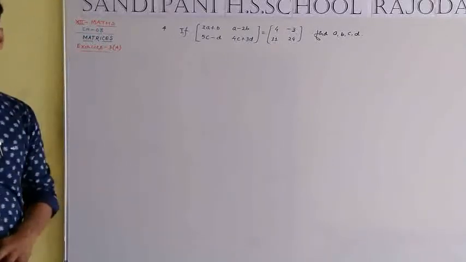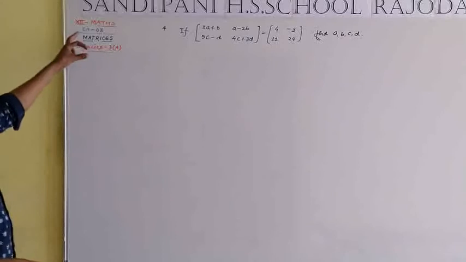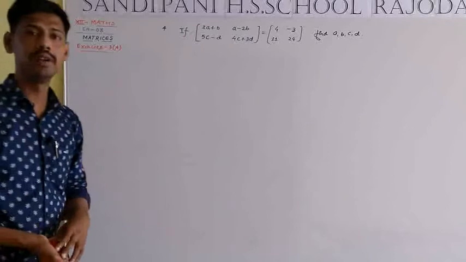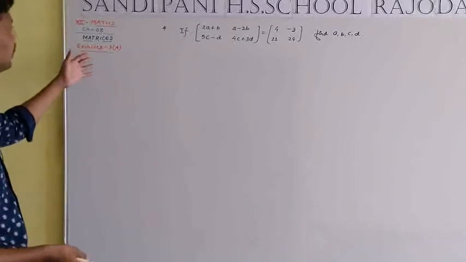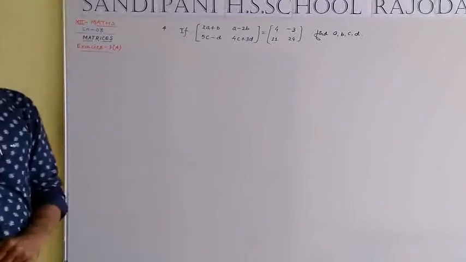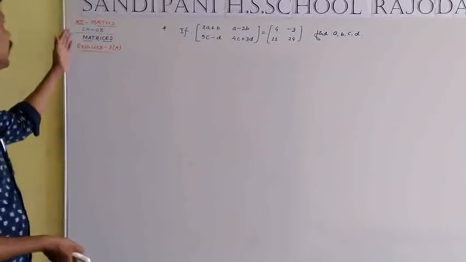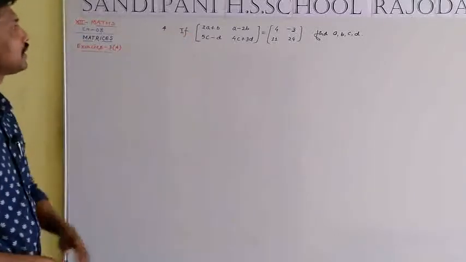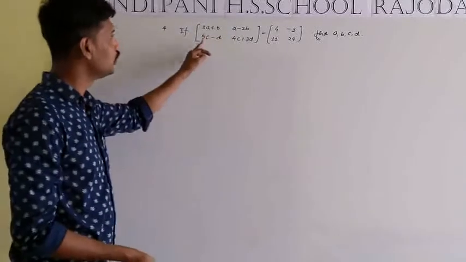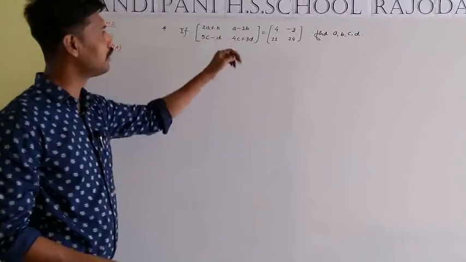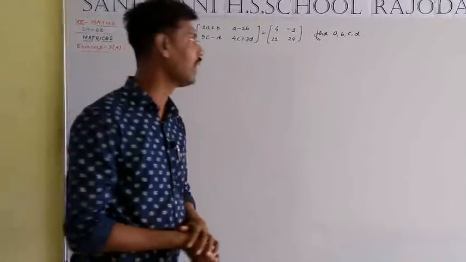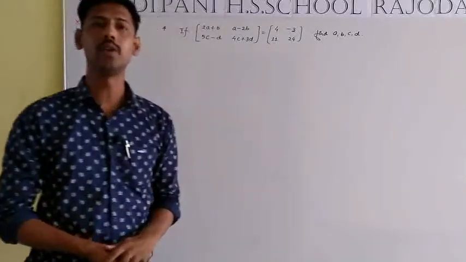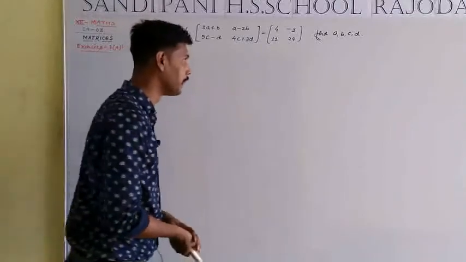In the last video, we introduced chapter number 3, matrices. Now we are taking exercise number 3.1, that means the first exercise of chapter number 3, class 12, mathematics, known as matrices. First question: if matrix 2a plus b, a minus 2b, 5c minus d and 4c plus 3d will be equal to the elements 4, minus 3, 11 and 24, then find the value of a, b, c and d.